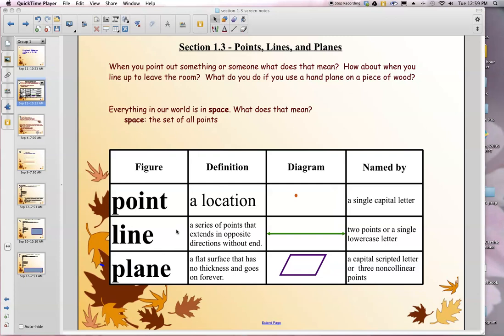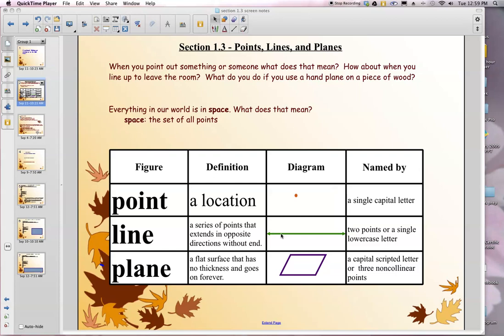Sometimes these words are called the great undefined terms, and that's because the way that we draw them and their actual definition is very, very different. For example, a point takes up no space. However, there's no way that you can draw a point without taking up some space. So its actual definition and the way that we have to draw it don't go together.